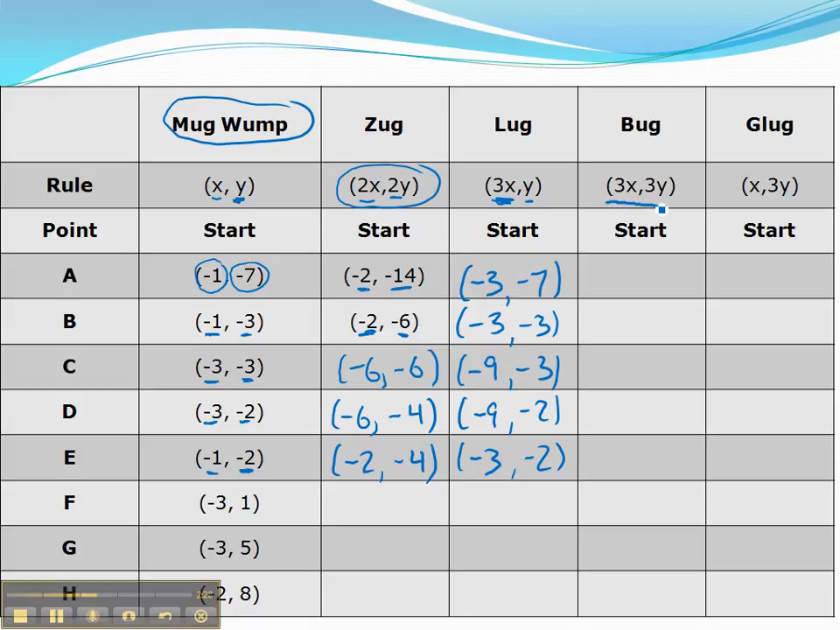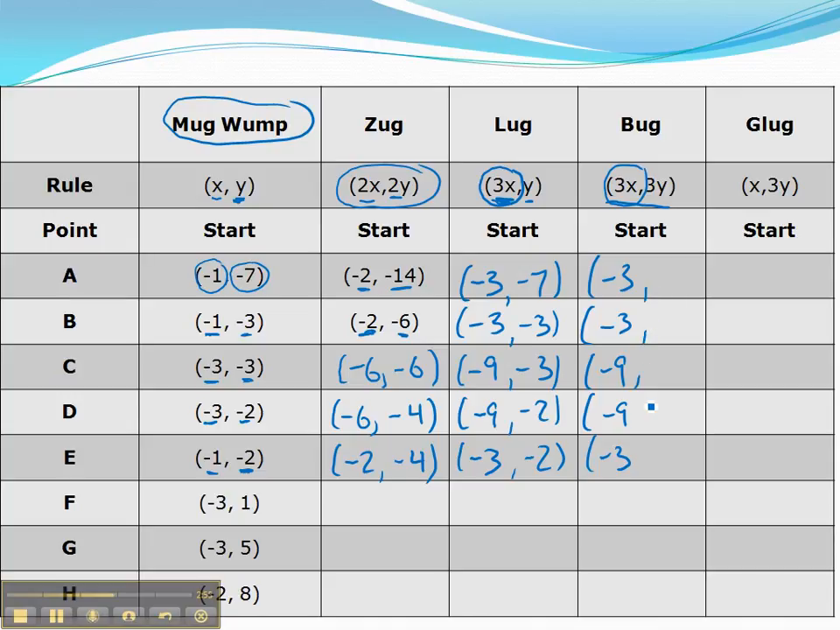Bugwump's rules are 3x and 3y. And one shortcut for completing this table is if you look at Lugwump, his x coordinate is the same rule as Bugwump. So you could just take Lugwump's x coordinates and fill those in for Bugwump. So Bugwump would have -3x, -3x, -9x, -9x, -3x.